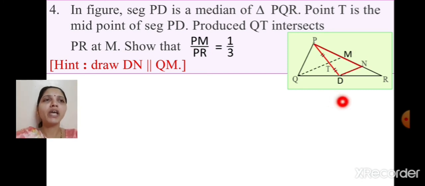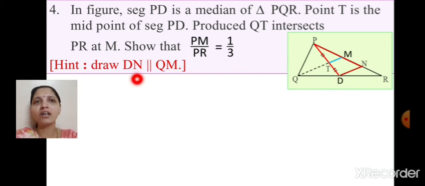So here first we have to consider triangle PDN. In this triangle we know that point T is the midpoint of seg PD. Okay. So if you show that TM is parallel to DN, it is also given. One hint is given here. Draw DN parallel to QM. So here TM is parallel to DN, and by converse of midpoint theorem we can show that point M is the midpoint of PN. Okay. So let's write here.